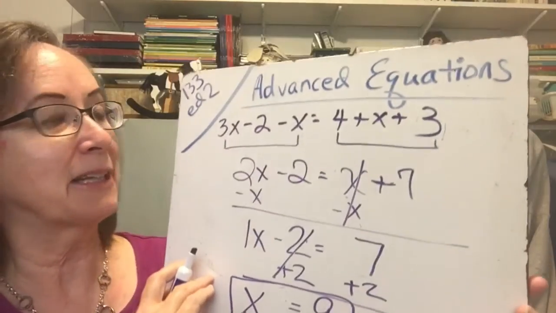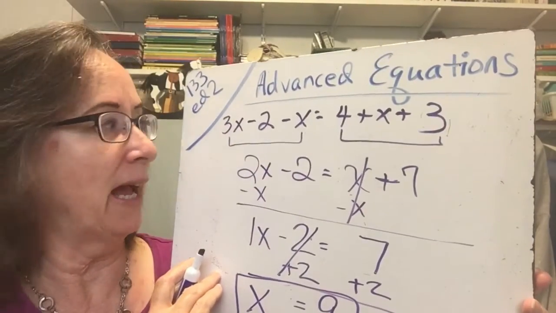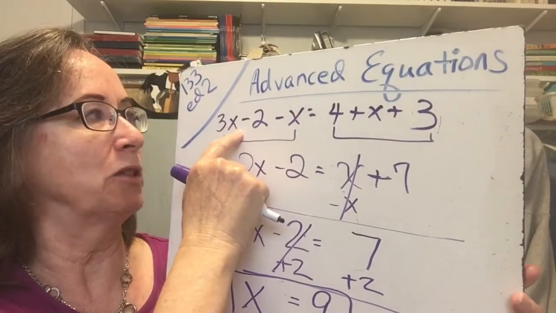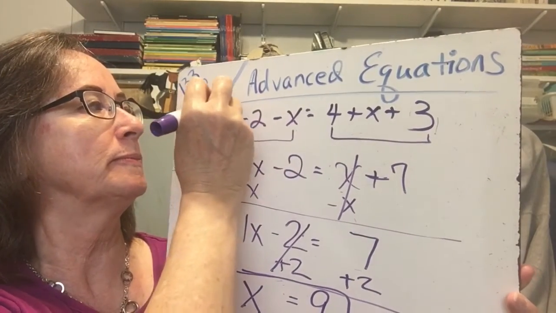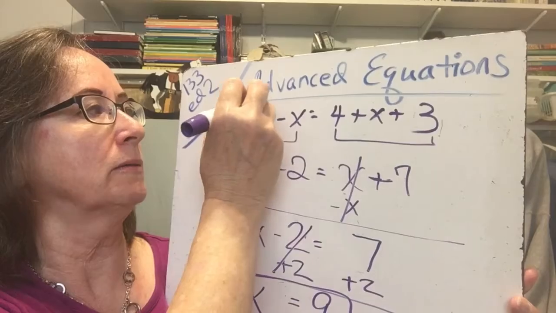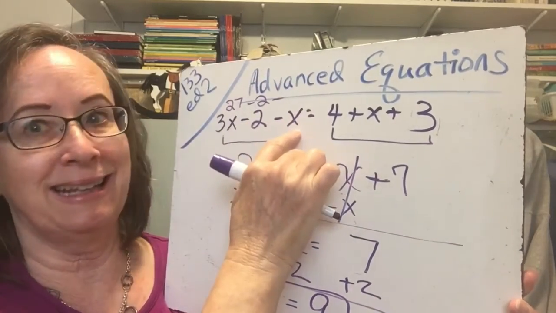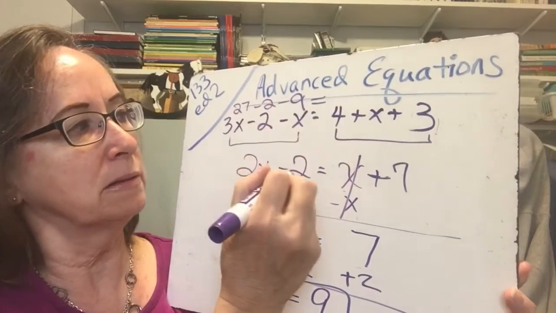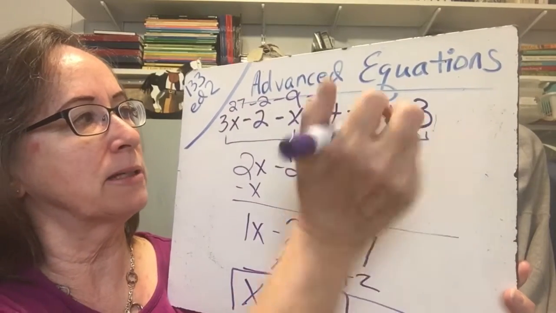Now, let's go back and check, right? So 3 times 9 would be 27, minus 2, minus 9. Does that equal 4 plus 9 plus 3?